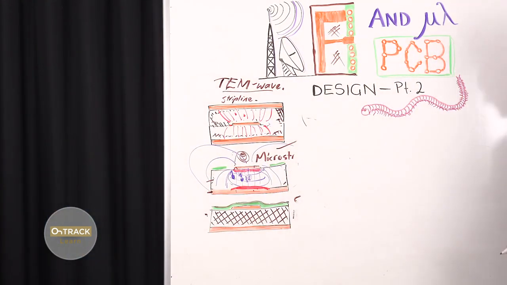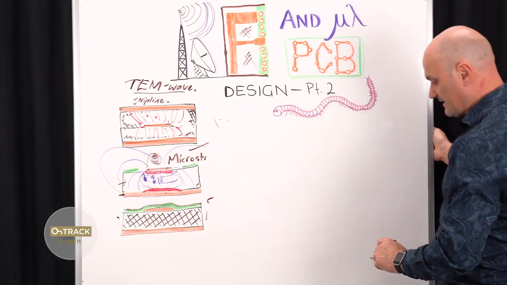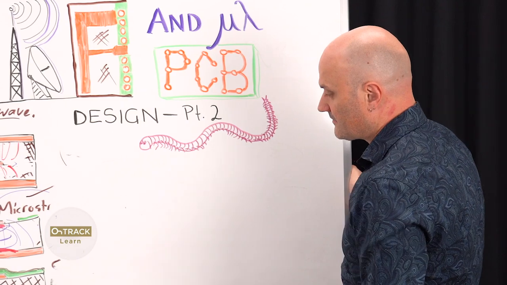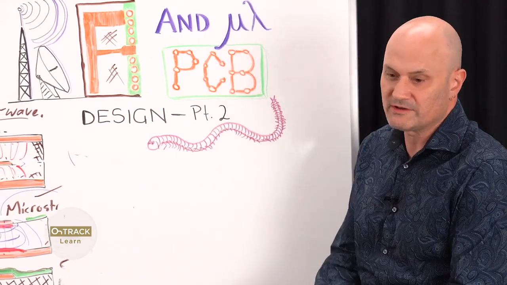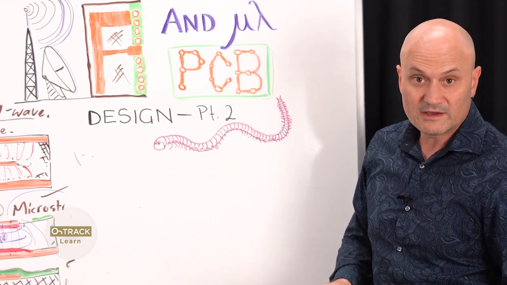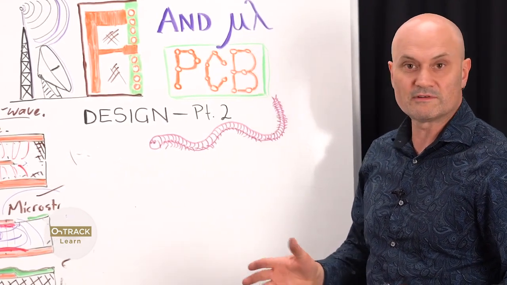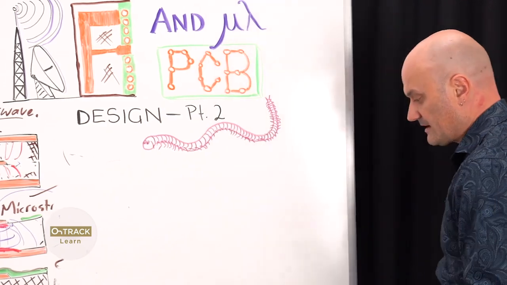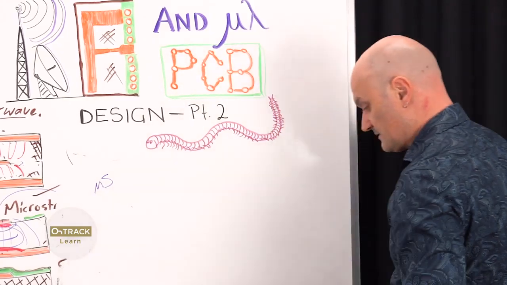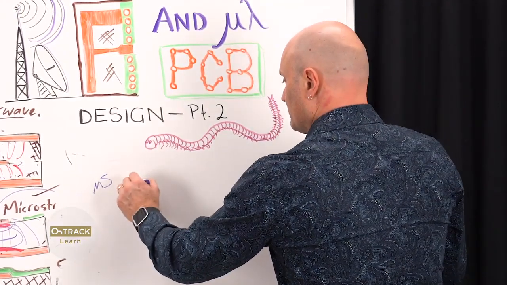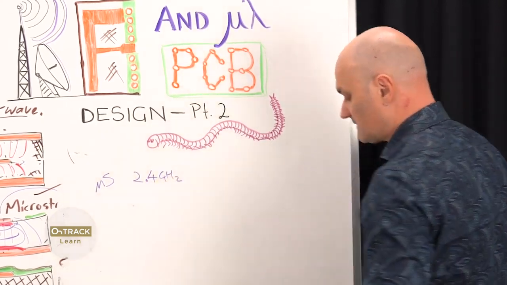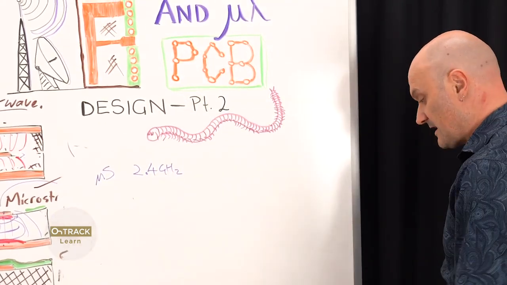What's my loss going to be? Let's say I run this through an actual calculator, one of the free calculators available that uses the formulas from the IPC 2252 standard, so they're pretty well tested over time and reliable. Okay, so we have a microstrip, let's call it μs to save space. We're at 2.4 gigahertz, right around Bluetooth and Wi-Fi frequencies, which is pretty common these days.